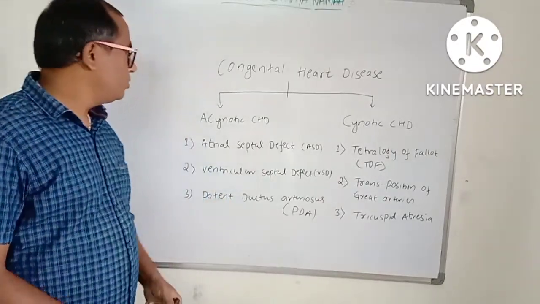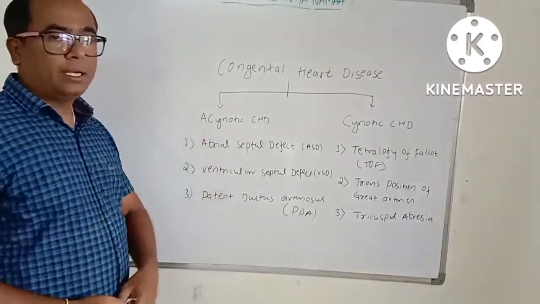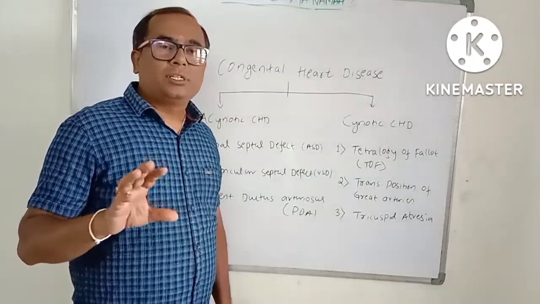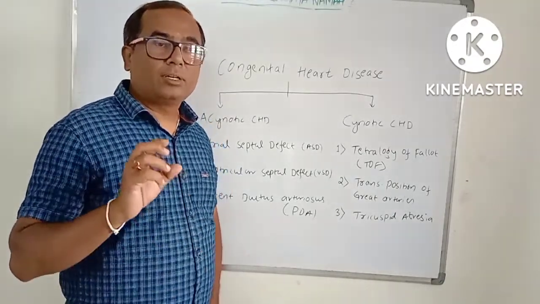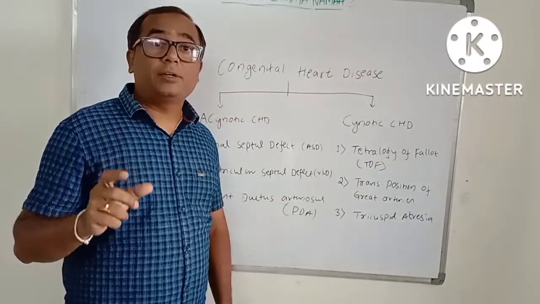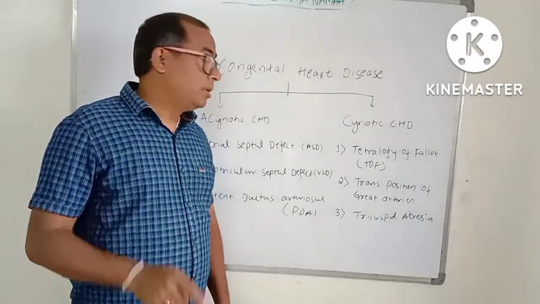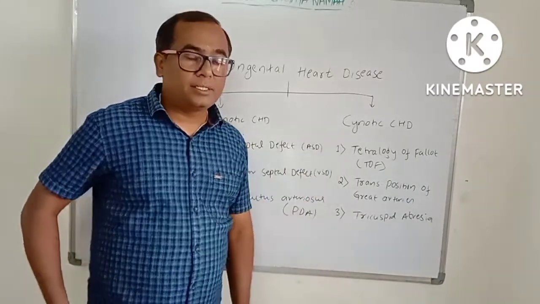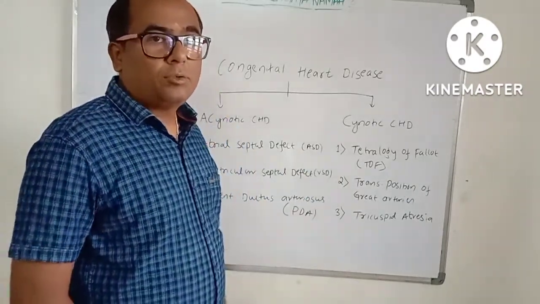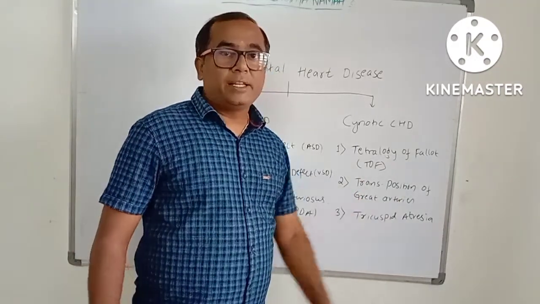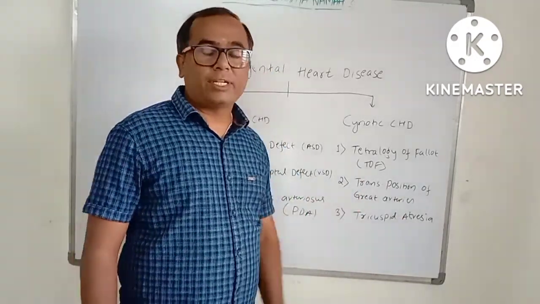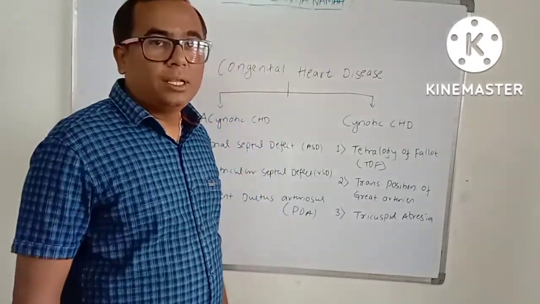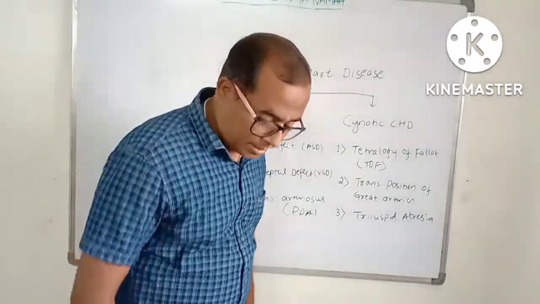Okay. So we call it acyanotic congenital heart disease when the pulmonary blood flow is not affected and the oxygenation of blood is also not affected, so it does not lead to cyanosis. Cyanotic congenital heart diseases are those where the pulmonary blood flow is decreased and gas exchange function is affected, resulting in cyanosis. So this is the difference between cyanotic and acyanotic congenital heart disease.